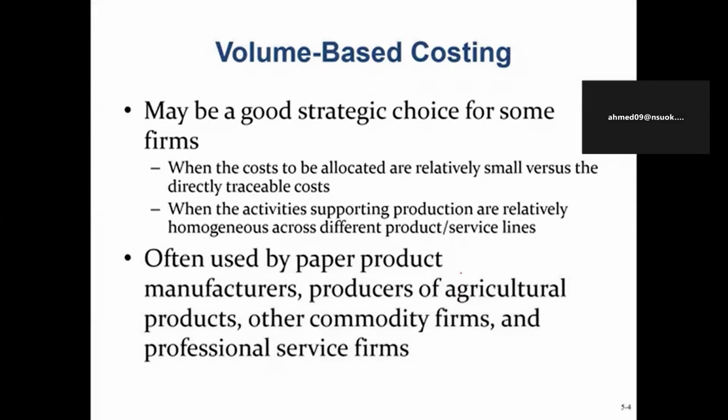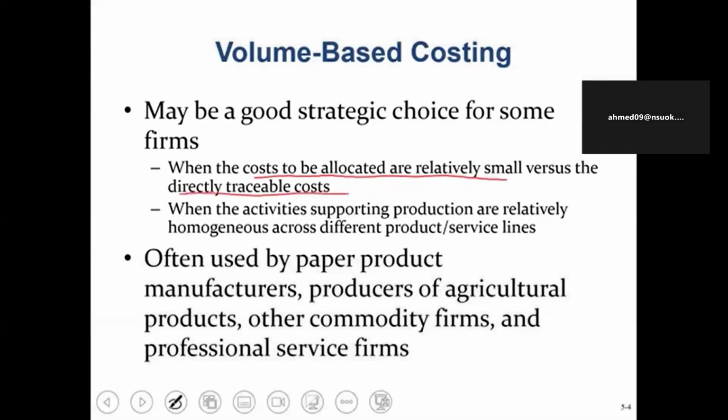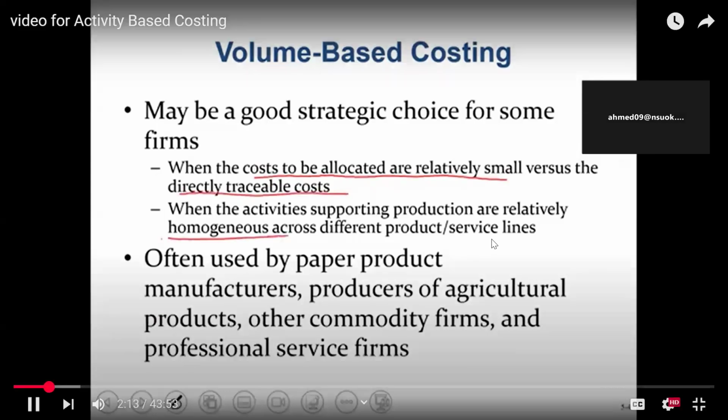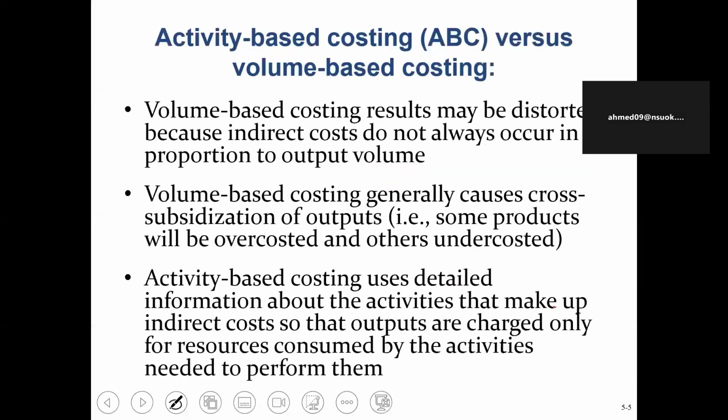Some firms use these methods because the costs they allocate are relatively small versus traceable costs. Also, sometimes products are homogeneous, like paper products. Manufacturers use that, and agriculture and other commodities firms use that. Okay.